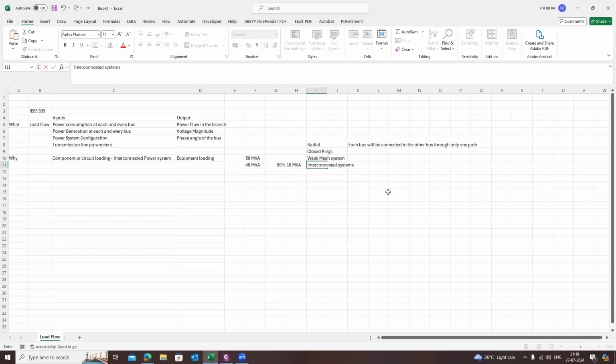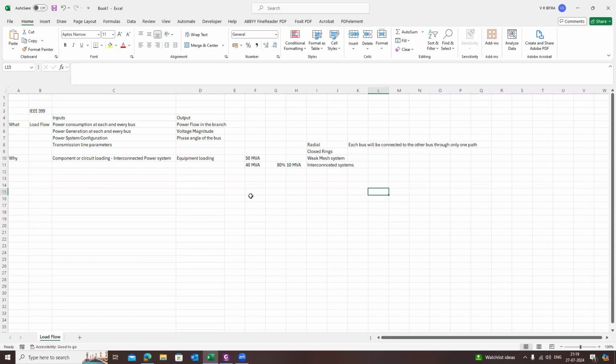So in power systems, basically four types are available. One is the radial system. Second is the closed ring, where if anything opens, it will become a radial system. Then the weak mesh system, which has very few parallel paths available. Then we have interconnected systems, which can be strongly interconnected as well as weakly interconnected. Generally the country networks all come under the interconnected system.